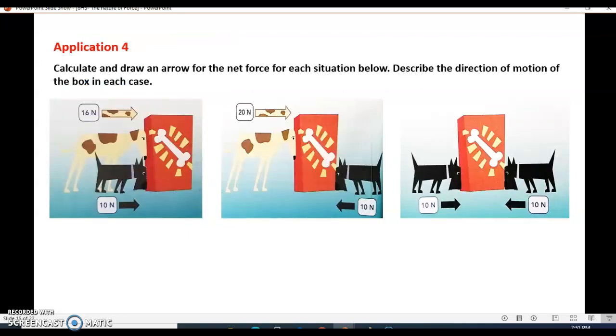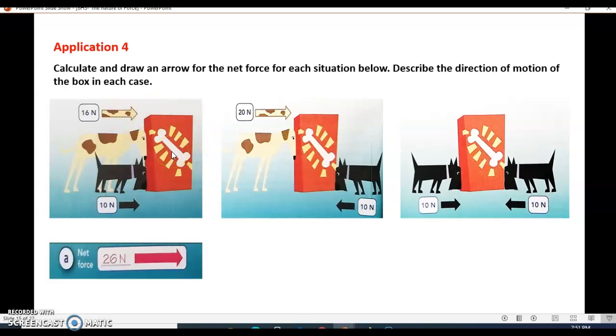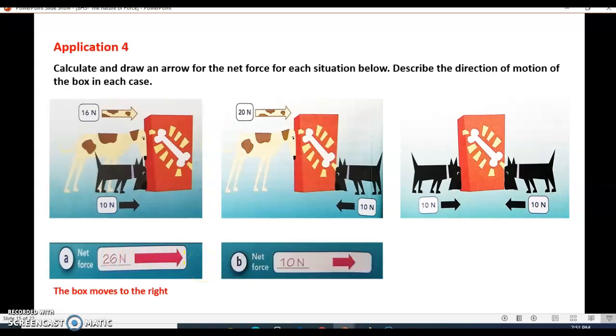Application, we have two forces here acting on this box, exerted by two dogs. Both forces are horizontal to the right. So the net force is equal to the sum of the magnitudes. 16 plus 10 is 26 Newton in the same direction. The box moves to the right.